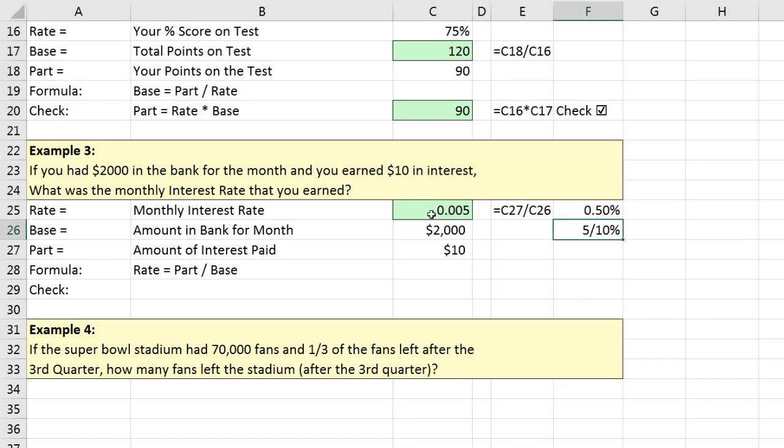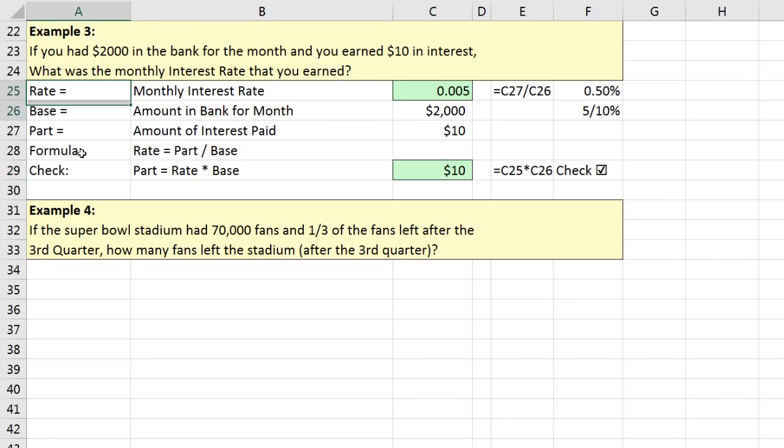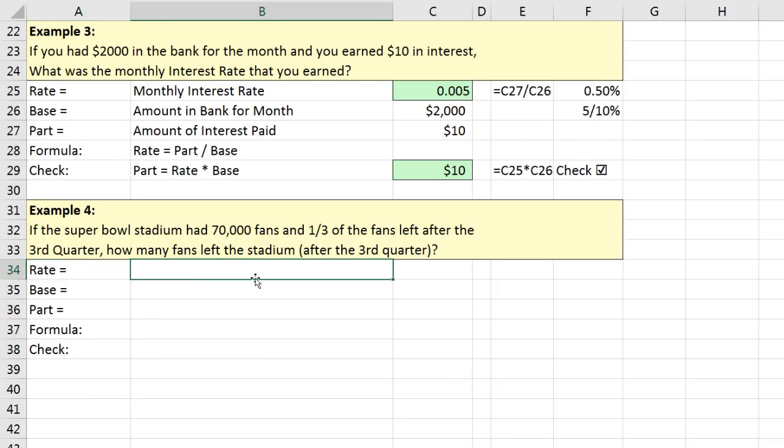Now we solve for rate, so we can choose either the formula for base or part. I'm going to choose the formula for part. Part equals rate times base, equal sign. There's our rate times, there's our base. Control Enter, I better get 10. Check, I do. Example number 4. Let's copy and paste, Control C, Control V. Escape to turn off those dancing ants.